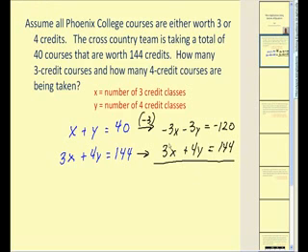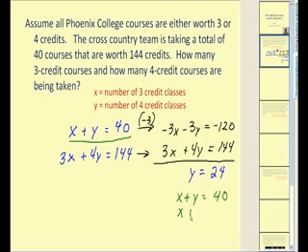And the reason we did this is now, since the x terms are opposites, these will add to 0. This will add to a y, or a 1y. And this will add to 24. So y equals 24, therefore we know the team is taking 24 4-credit courses, but we have to perform substitution into one of these original equations in order to find x. It seems like it'd be pretty easy to use this first equation to solve for x.